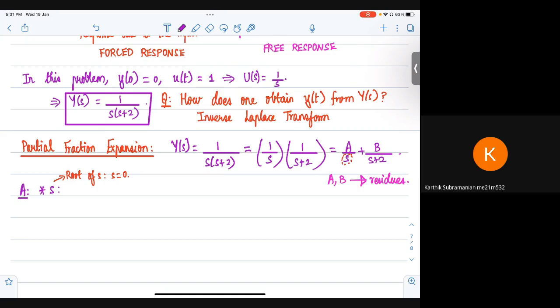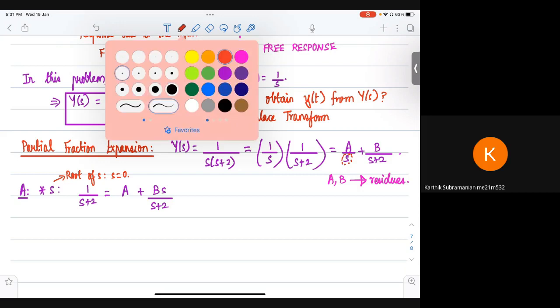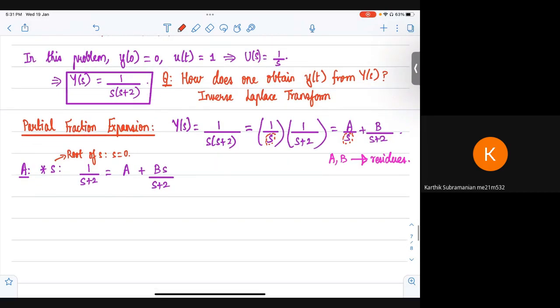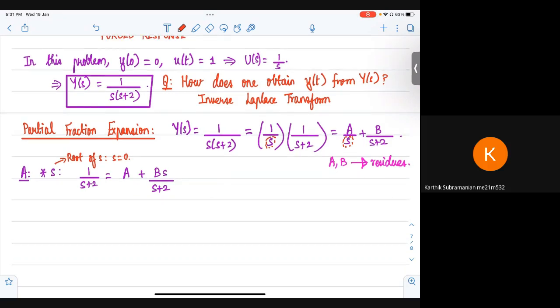Now, if I multiply both sides by s, on this side s will cancel out. So on the left hand side, I will have only 1 by s plus 2. On the right hand side, I will have a plus b times s divided by s plus 2. I hope it's clear what I did. When we multiply by s, on the left hand side there is already a 1 by s, and that 1 by s and s cancel out, so we are left with 1 by s plus 2. On the right hand side, we now have s in the numerator with b by s plus 2.